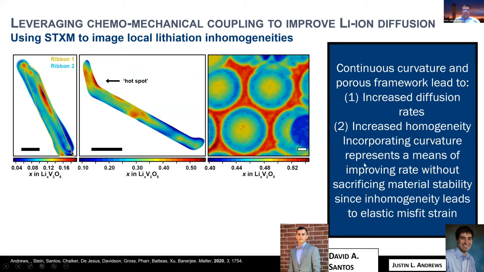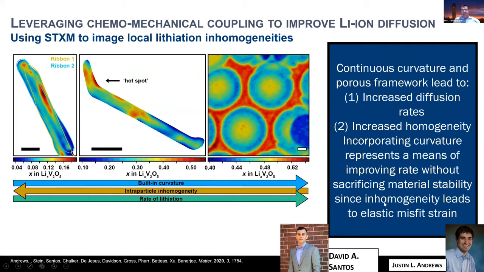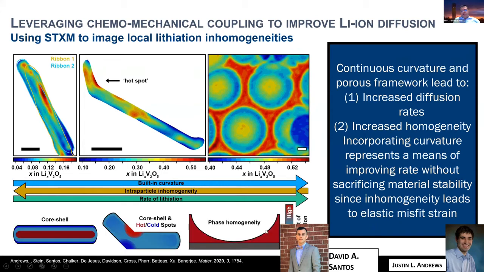So incorporating curvature is a means of getting high rate lithiation without sacrificing stability, and you don't get this elastic misfit strain in this system. So this is a pictorial depiction of this: by going through continuous lithiation, we can lithiate a whole lot more, and you also end up not having these large stresses built up.